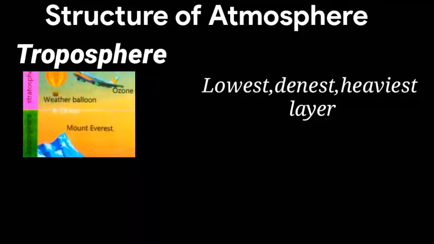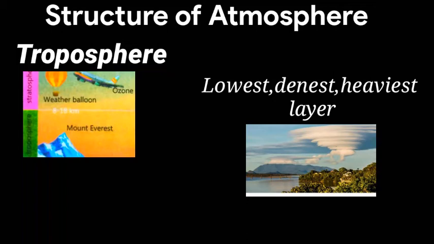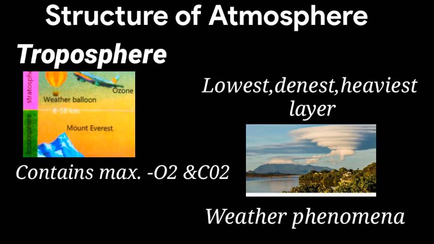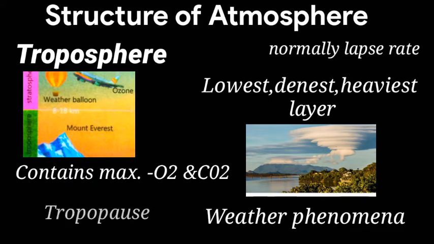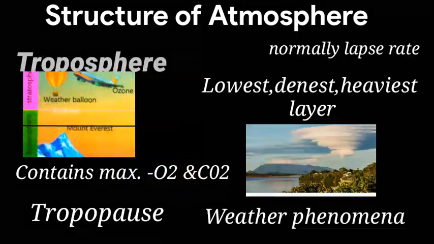First of all, we are going to talk about troposphere. It is the lowest, densest, and heaviest layer of the atmosphere. It contains the maximum amount of oxygen and carbon dioxide, which are the airs we breathe and must need. Weather phenomena such as clouds, rainfall, fog, and hailstorm occur in this layer, and the upper limit of it is known as tropopause. The normal lapse rate of it is 1 degree Celsius for every 165 meters.